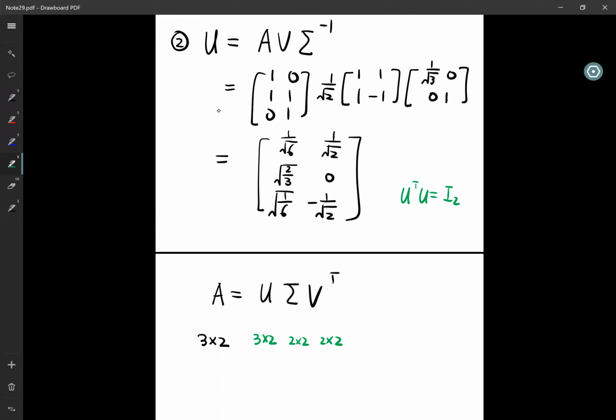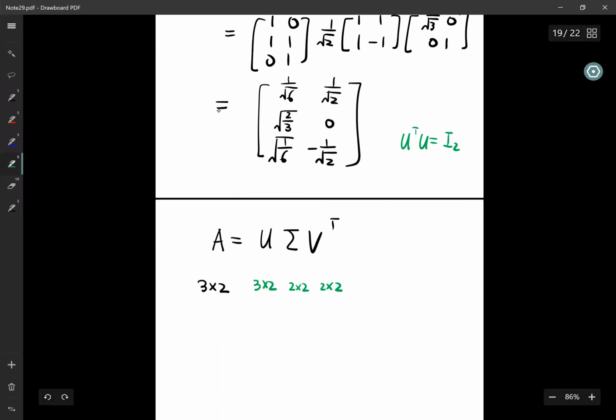Very good question. I'm waiting for this. Thank you for reading the textbook before the class. So the question is why this is a little bit different from that in the textbook. This one in the literature is also in the textbook. It's called the thin SVD.